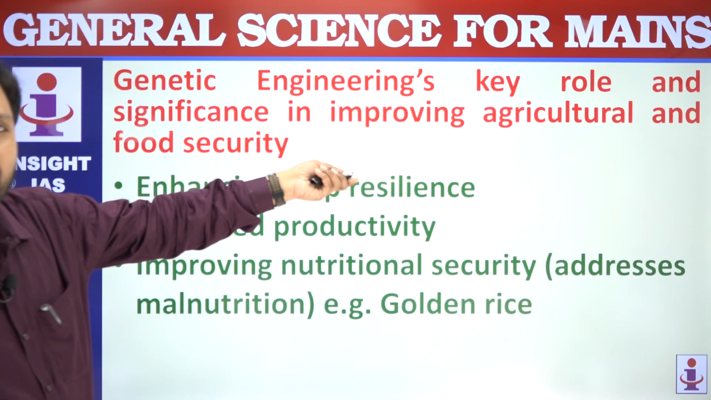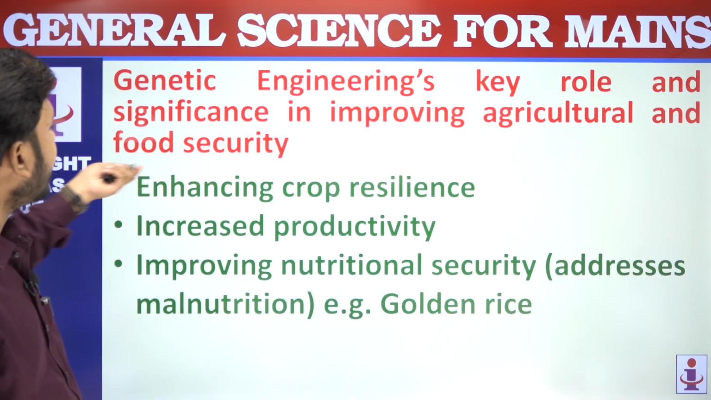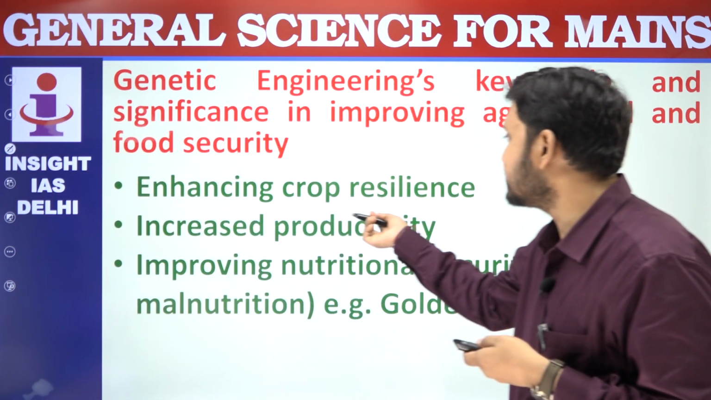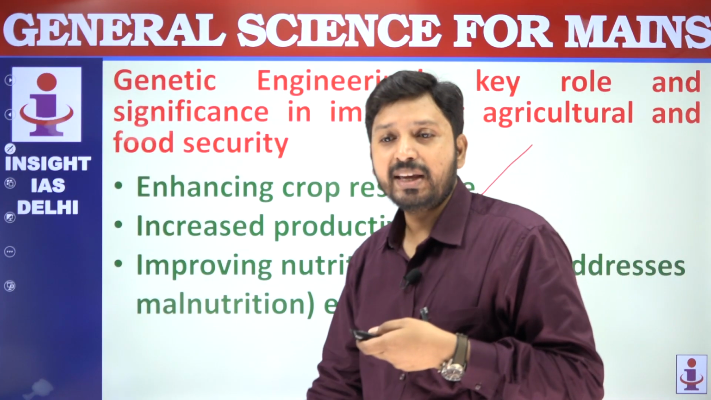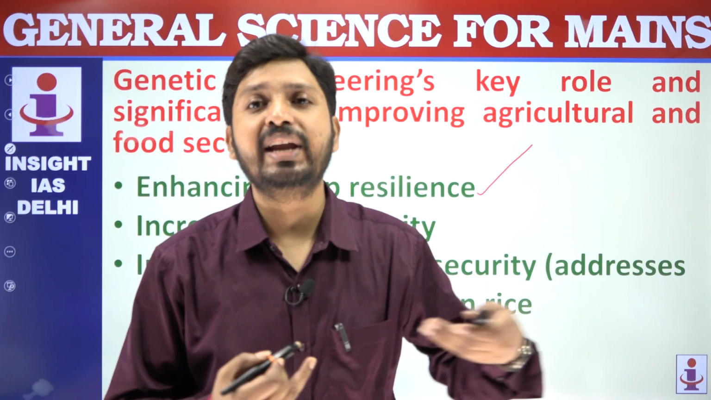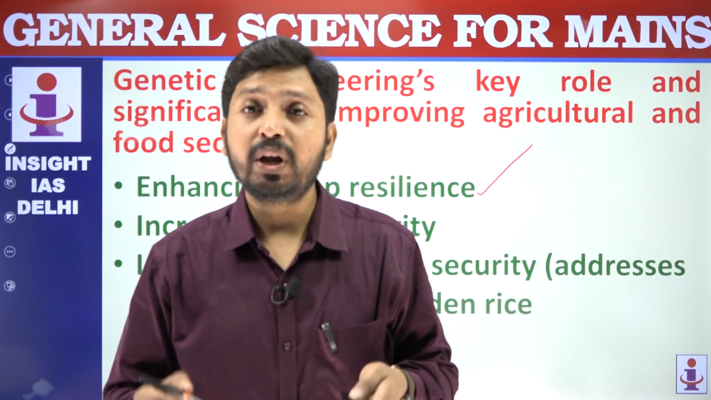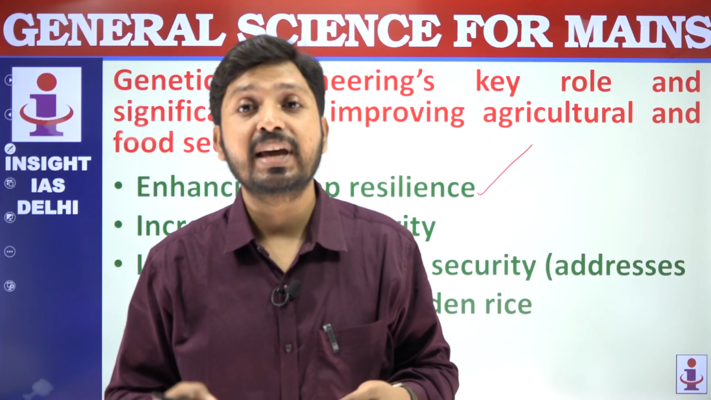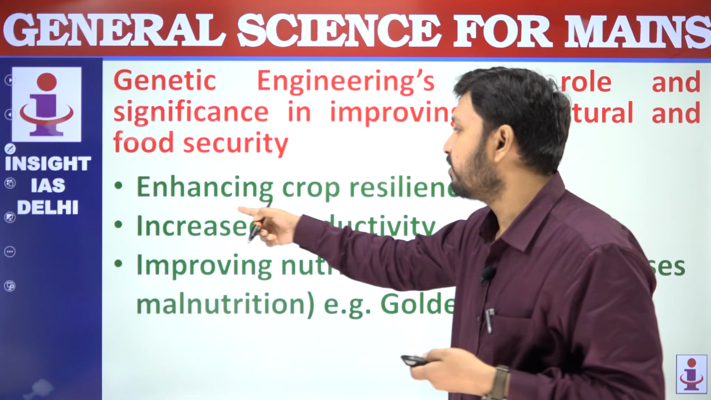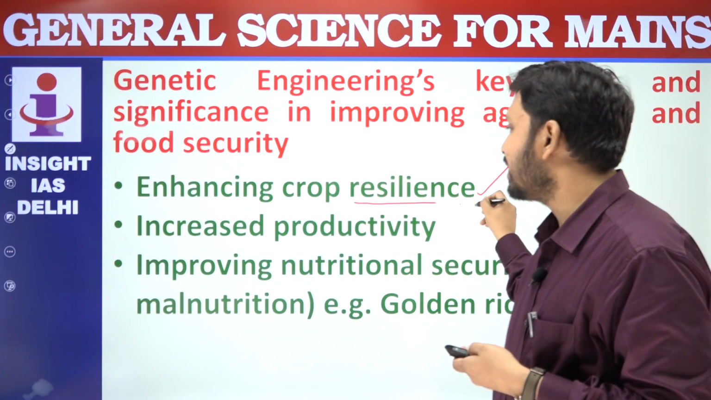So what are the things that are connected to agriculture? Let's see genetic engineering's key role and significance in improving agriculture and food security. So how is it helping agriculture and food security in the country? It enhances crop resilience. We know, in the era of climate change, which is evidently seen in recent days, we don't know when the rain is coming, and some regions are becoming very drought prone. In that case, agricultural crops have to be resistant either to heavy rains or no rains. So in the era of climate change, the genetic modification we are doing is making our crops more resilient.